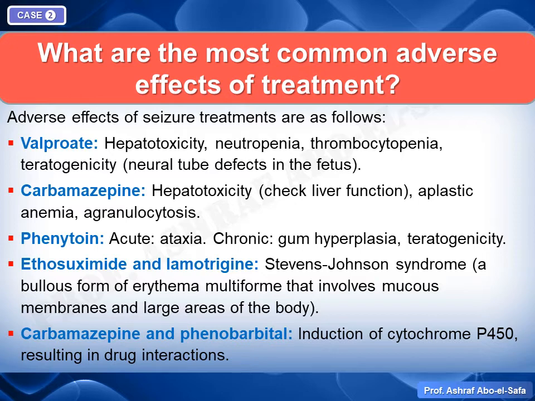Phenytoin: acute use will cause ataxia, chronic use will cause gum hyperplasia and teratogenicity as well. Ethosuximide and lamotrigine will cause Stevens-Johnson syndrome, which is a bullous form of erythema multiforme that involves mucous membranes and large areas of the body. It's one of the medical emergencies. It's a serious condition. Carbamazepine and phenobarbital cause induction of cytochrome P450. So keep in mind that there is a wide range of drug-drug interactions with many medications affecting the cytochrome P450.